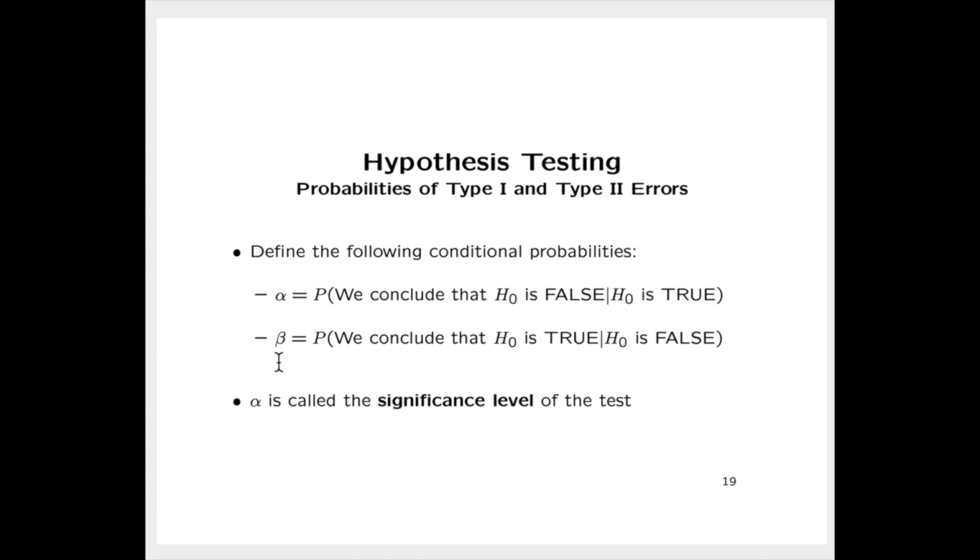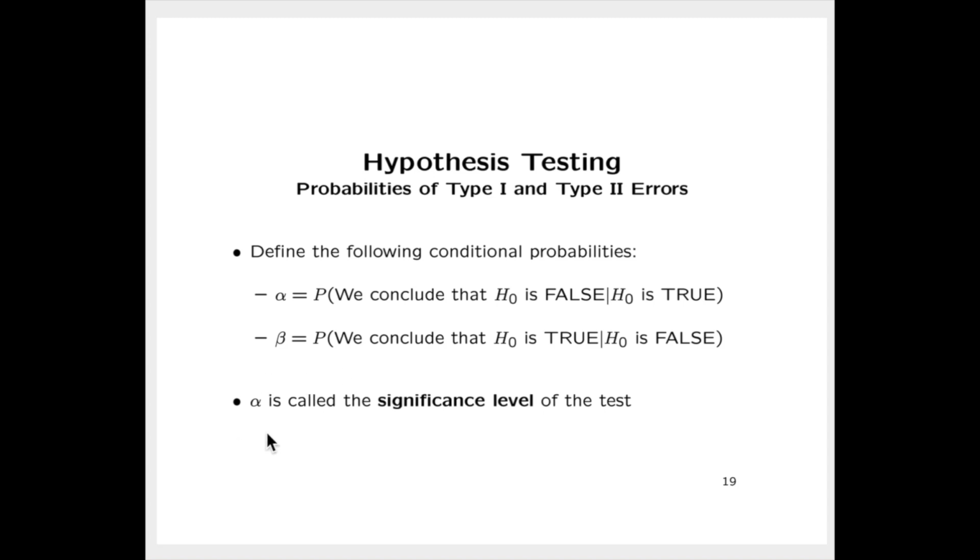On the other hand, beta is going to be the conditional probability that we conclude that the null hypothesis is true, or another way to say that, we fail to reject the null hypothesis, given that the null hypothesis is in fact false and should be rejected. So beta is the conditional probability of failing to reject the null hypothesis when in fact the null hypothesis is false and should be rejected. So these two pieces of notation here, alpha and beta, represent these conditional probabilities of the two types of errors. Another way to say this is that alpha is the probability of a type 1 error, beta is the probability of a type 2 error.